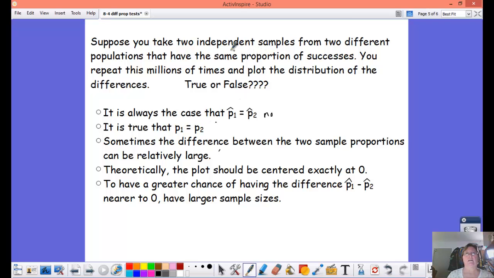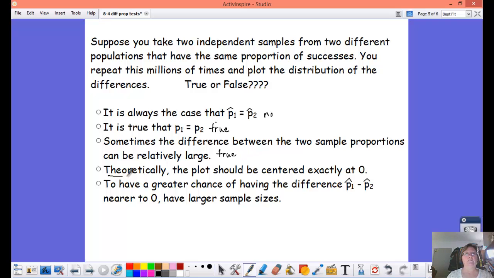Okay? It's true that p1 is equal to p2. Well, according to our statement up here, two different populations that have the same proportion of successes, yeah, I think you got to go with true there. That's what you assume to be true. Sometimes the difference between those proportions can be relatively large. That is also true, folks. You could get one sample that has a very much larger proportion of success than the other.